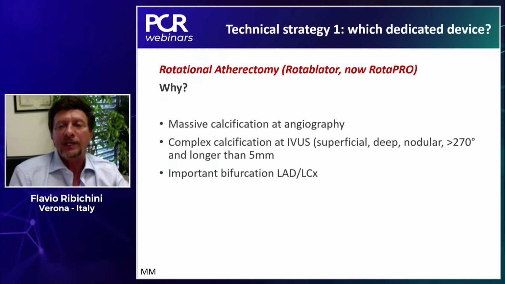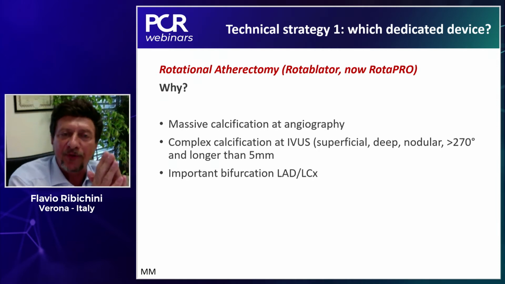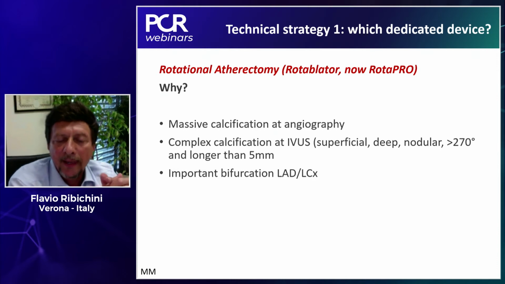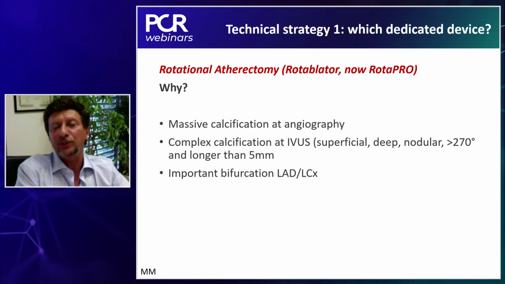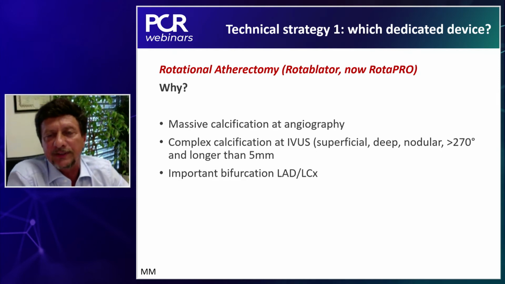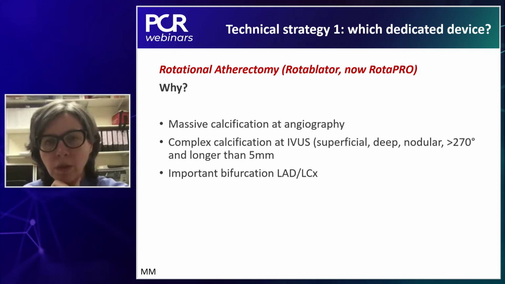Why using rotablation? This is a very special point. We said we need, according to the IVUS score that we have well analyzed and the OCT score, dedicated devices. These are high pressure balloons, orbital atherectomy, rotational, and IVL. Margaret, why did we decide to use rotational atherectomy in this case? Apart from being a sponsored session by Boston, of course.